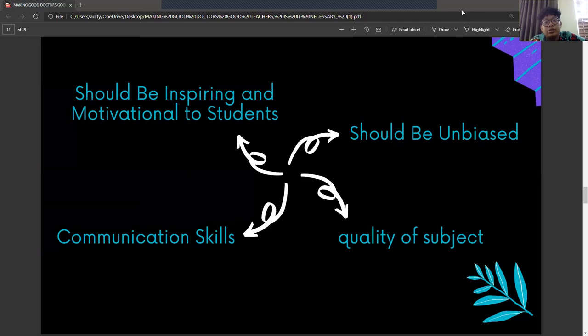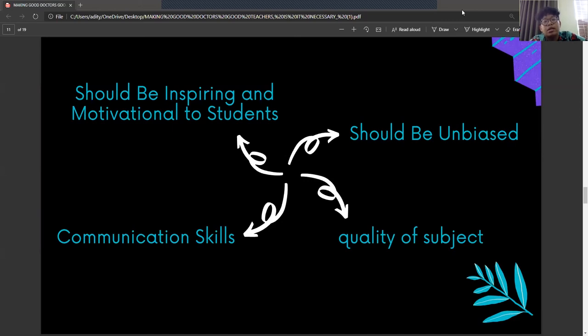Having good communication skills is also important for medical school because students could also learn a lot from the tutor on how to communicate properly. Not just to one another, but also how to communicate with patients, among other things, which could really be useful later on in professional life.